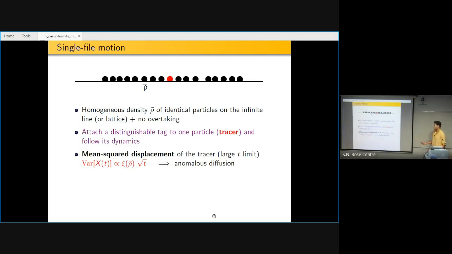So, one major quantity of interest in these kinds of systems is the mean square displacement of this tagged particle, or probe particle, or tracer. There are various names. When you study the tagged particle motion, you see that the mean square displacement, which I'm calling the variance of x of t, x being the displacement, scales as square root t. If you had a simple normal Brownian particle, then you would have a mean square displacement that would scale as t. This is the anomalous behavior that has created a lot of interest for a long time, and this is the subject of this talk essentially.